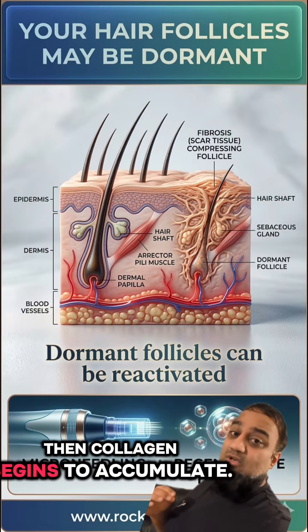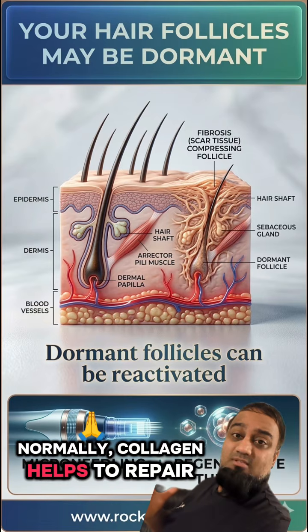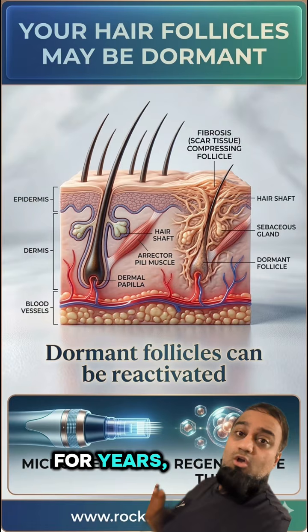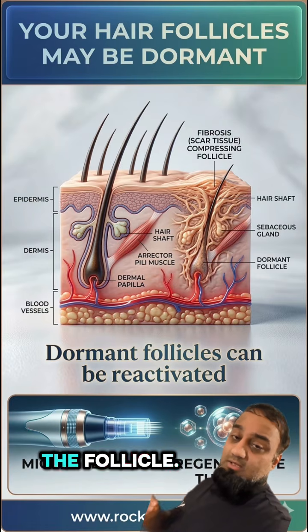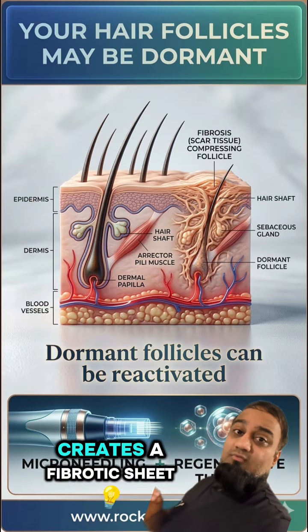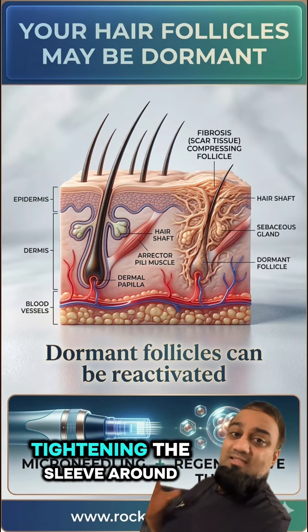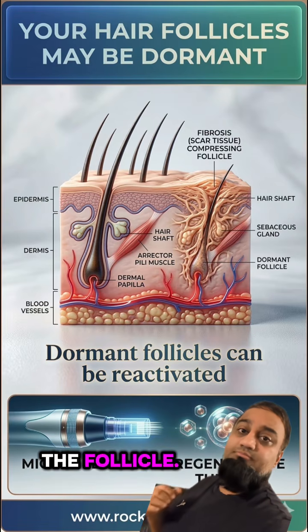Then collagen begins to accumulate. Normally collagen helps to repair the tissue, but when the signal continues for years, collagen builds up around the follicle. Now this is what creates a fibrotic sheath around the hair root. Think of it as tightening the sleeve around the follicle.